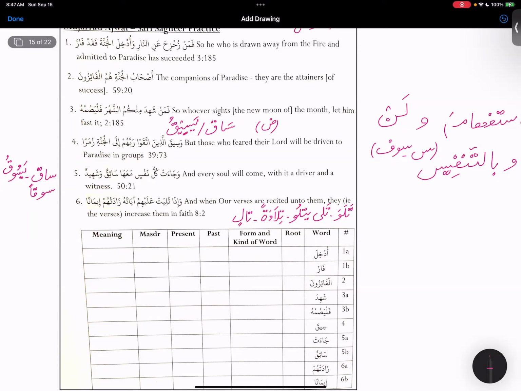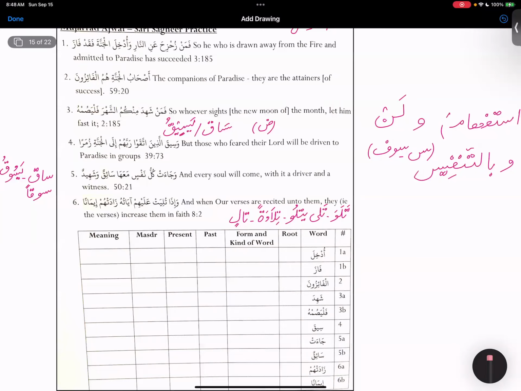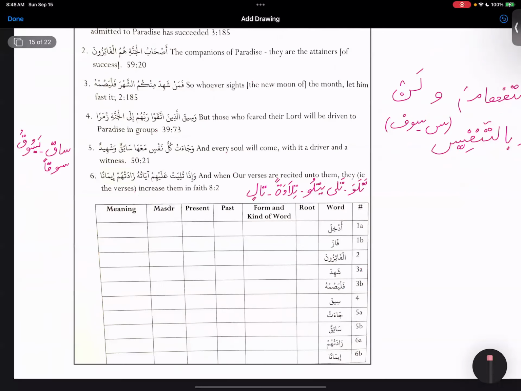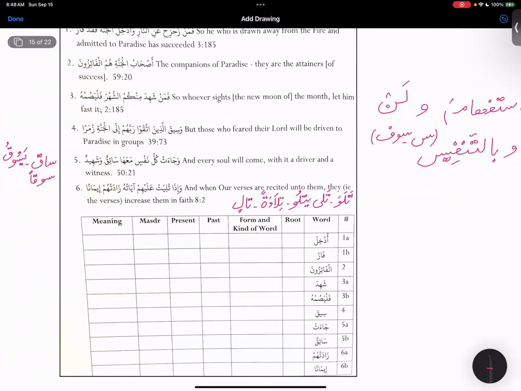Wasiqa alladhina, so they, meaning to be driven. Over here it is Saka yasuku, and this is majhul. Only the kasra is different. I wrote over here Saka yasuku, so that is coming from Bab Nasara. And Sika is basically majhul over here. So they will be driven, they will be taken, right?